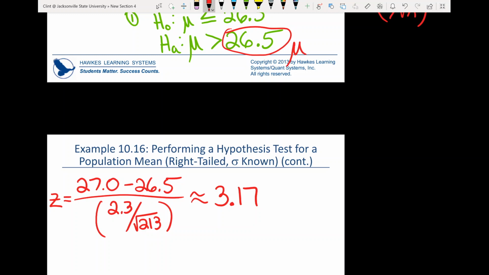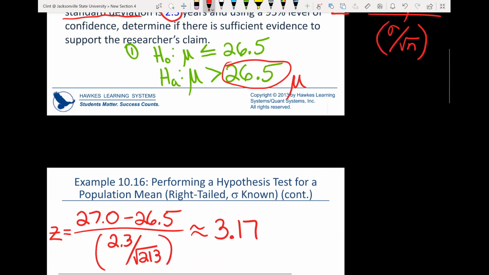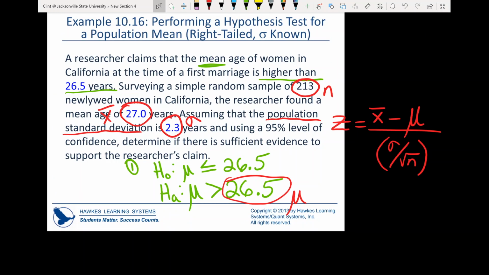Now, we also need to figure out what our level of significance is going to be on this one. This one doesn't give us significance directly, but what it does give us is a 95% level of confidence. Okay, so to get our alpha, our significance, we do 1 minus the confidence, so 1 minus 0.95. So our alpha here is 0.05, and it's going to be our significance level. The only thing we're missing is we need to come up with a p-value. Okay, so we're trying to get a p-value here so we can compare that to our alpha.